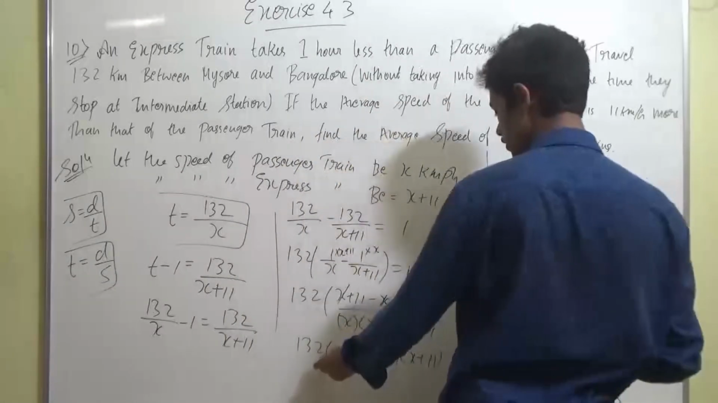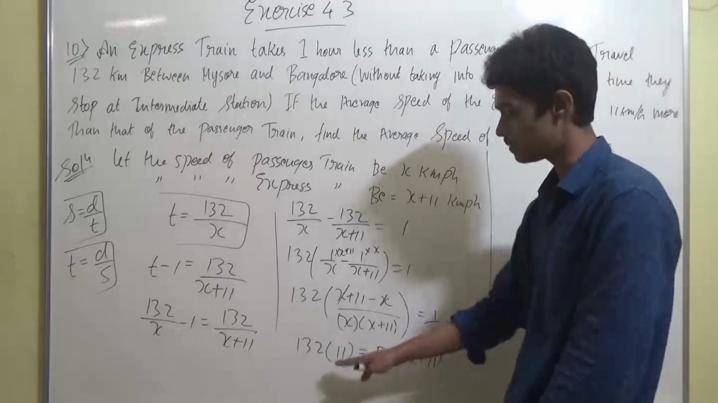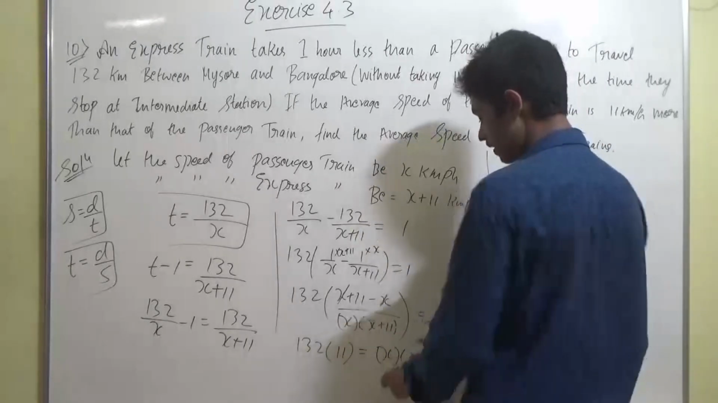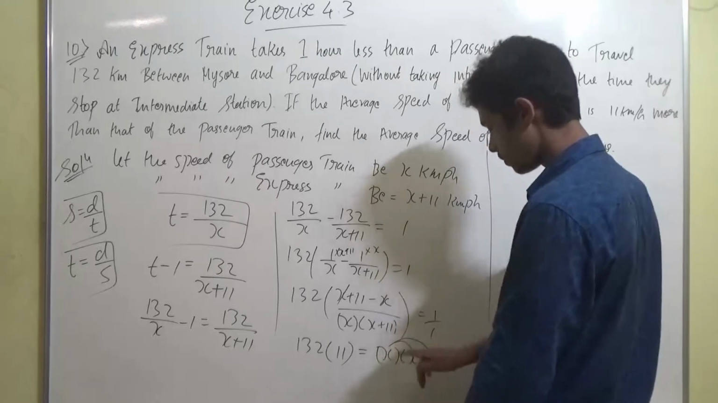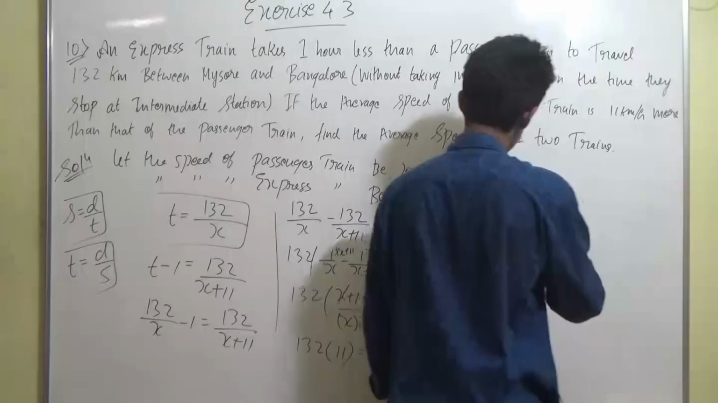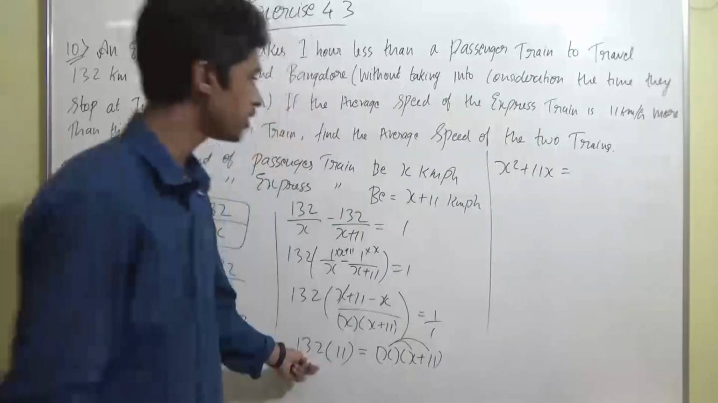So this will become like 1, okay, I'll write this in LHS. This whole term in LHS and this term in the RHS, I'll write here. So this will become x square plus 11x. When you multiply this, this is going to become x square plus 11x equal to 132 into 11.